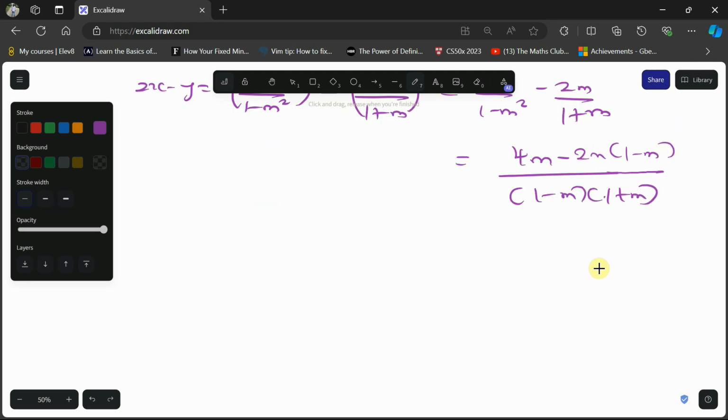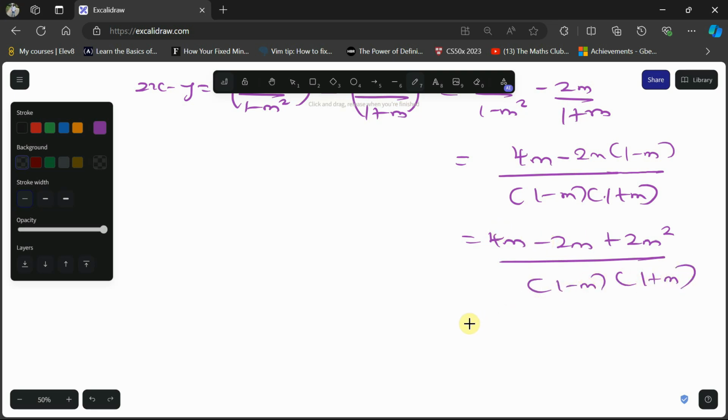Now let's expand the bracket and see. This is 4m minus 2m divided by 1. That will give me minus 2m, minus 2m divided by minus m. That will give me plus 2m squared all over 1 minus m, 1 plus m. So 4m minus 2m, this will give me 2m plus 2m squared all over 1 minus m, 1 plus m. So what's the common factor?